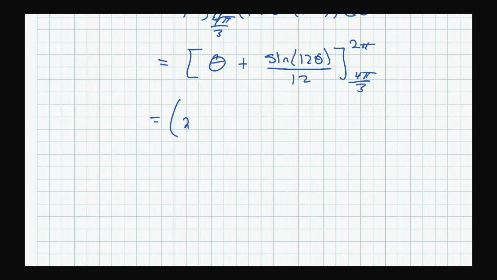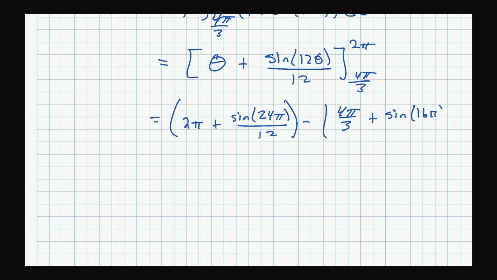So put in your 2 pi plus sine, that's going to be 24 pi when you plug that in for 12, minus 4 pi over 3 plus sine. Okay, do this in our heads. We can do it. 12 times 4 pi. 12 times 4 is 48. 48 over 3 is 16. 16 pi over 12.